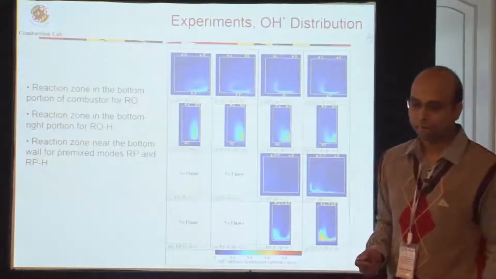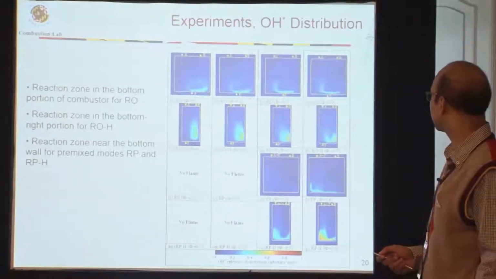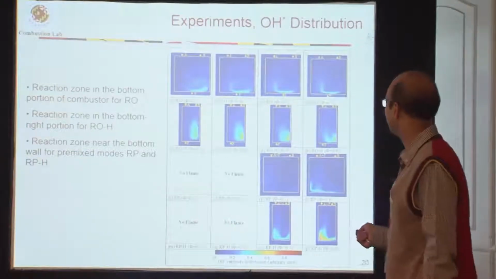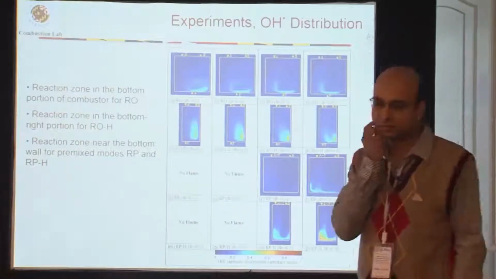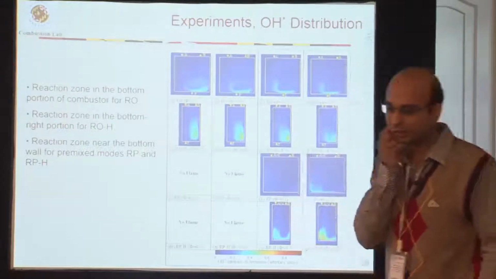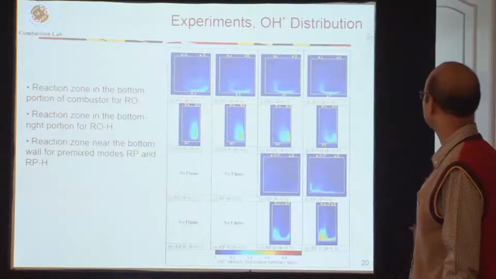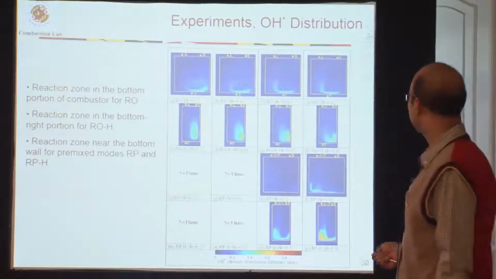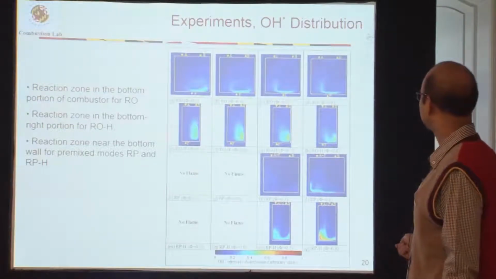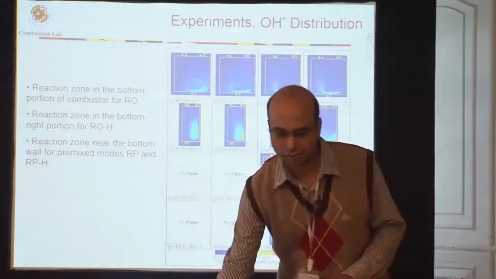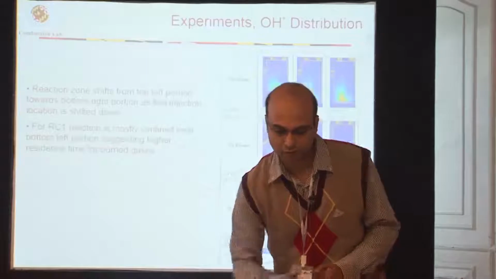configuration. And if I look at the OH star distribution, one thing I can note is that my reaction zone is mostly, so it is not dancing around inside the combustion chamber. It is mostly confined to a region which is near the bottom of the combustion chamber, and that is the same story for the higher intensity combustor also. So this may be beneficial.